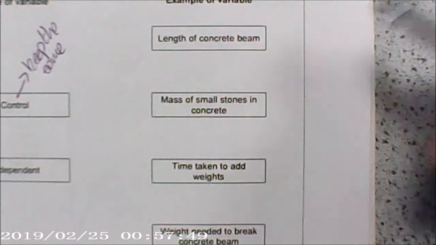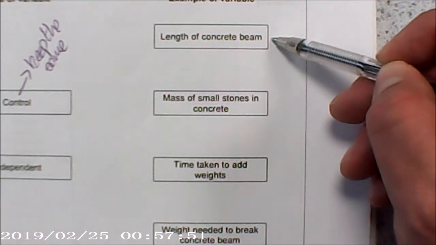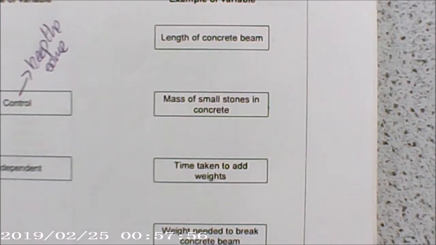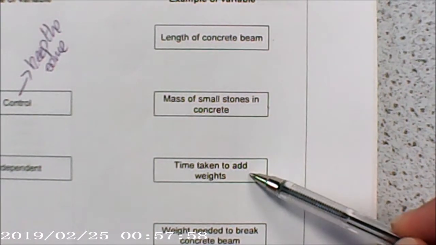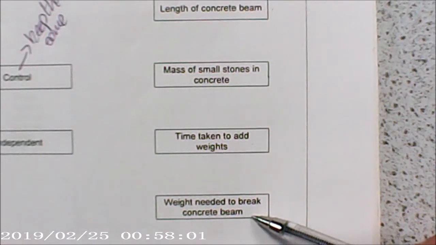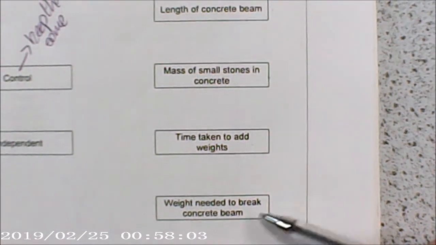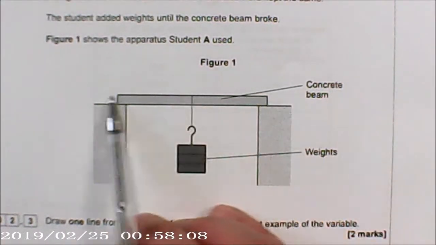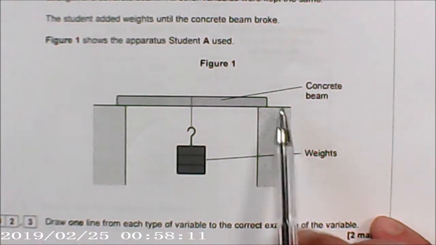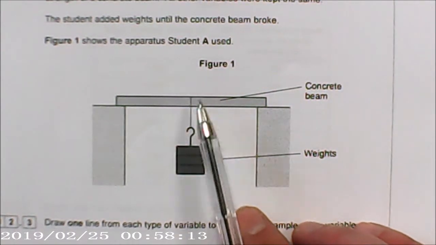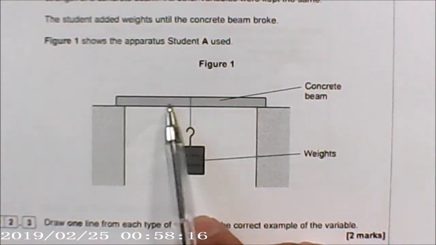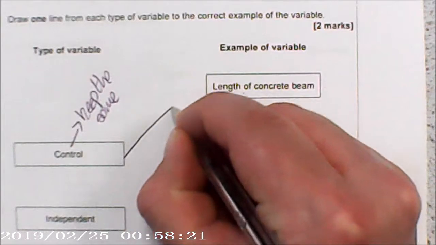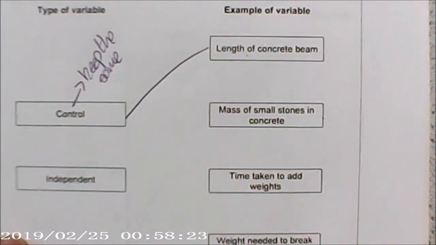So out of our options, we've got the length of the concrete beam, the mass of small stones in concrete, time taken to add the weights, or weight needed to break the concrete beam. So hopefully we realise that if we had a really long concrete bar, then that would break a lot more easily, so that would affect our results compared to if it's a very short one, which would be a lot stronger. So it's going to be the length of the concrete beam.